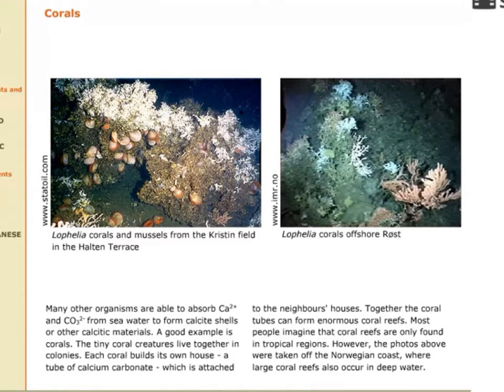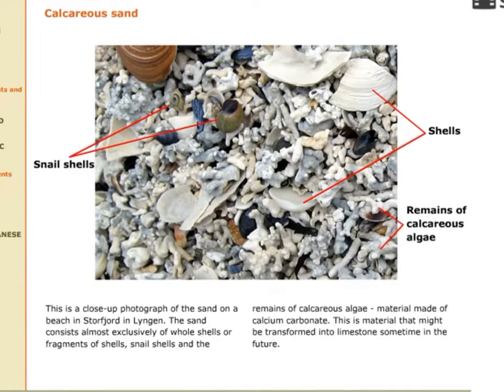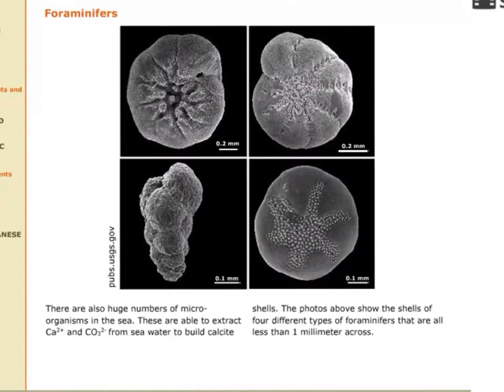They're made from living organisms that absorb those minerals. All right. This is a really close-up of algae and shells and snail shells. So this is what actually happens to them over time. The minerals glue them together as they are compressed by the pressure of the layers.